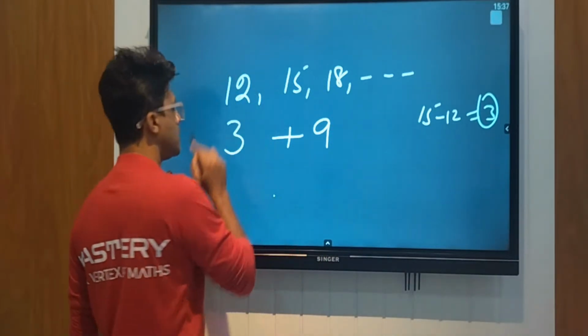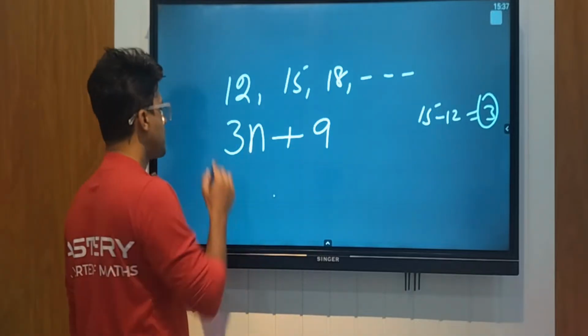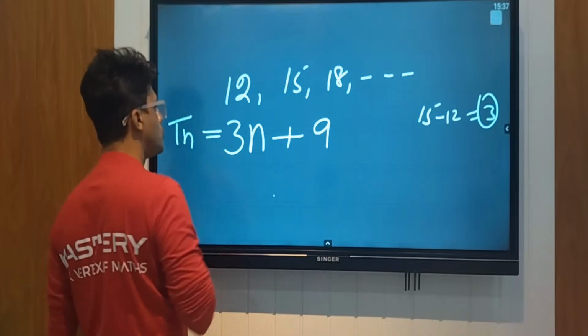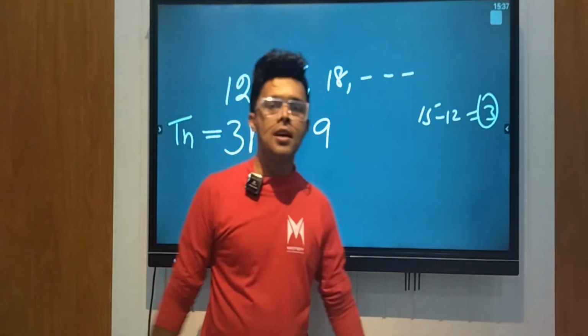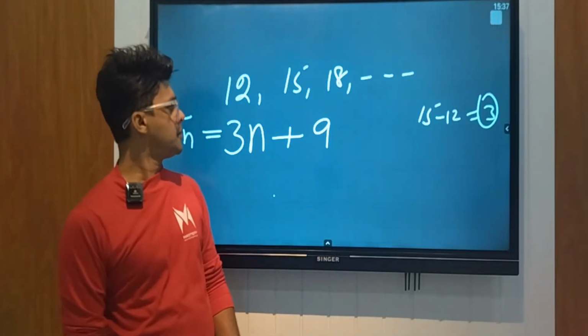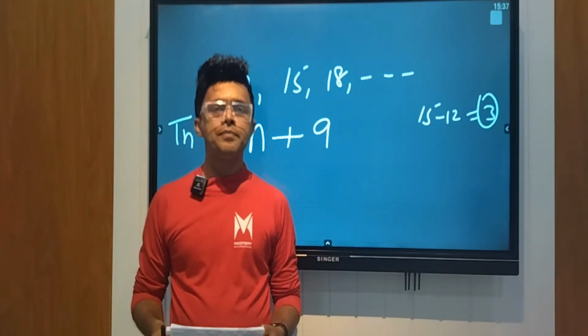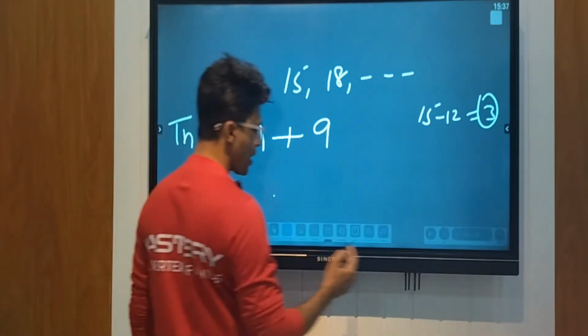So 3 here, then 3 plus 9, 12. But here you have to write eventually simple n. So Tn equals 3n plus 9. This is the general term of this number pattern. And also, I will give you this type of one as well.